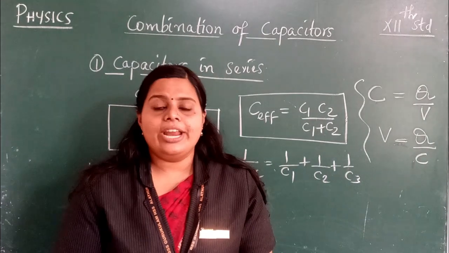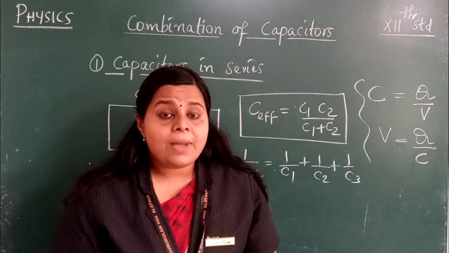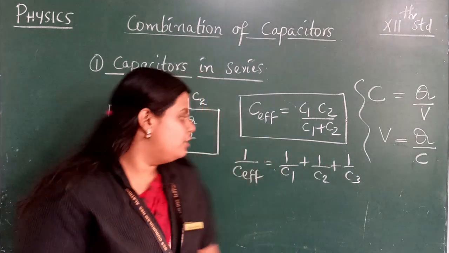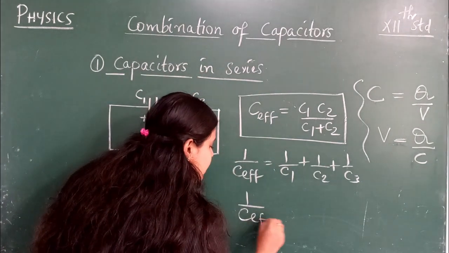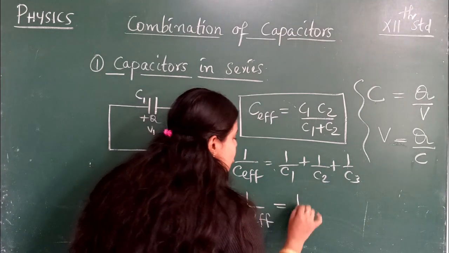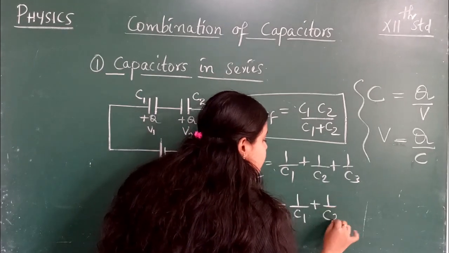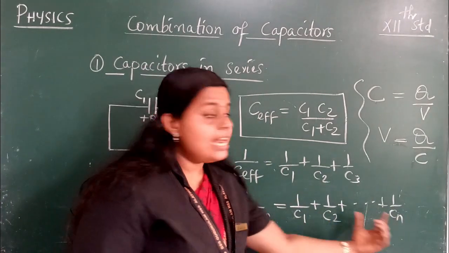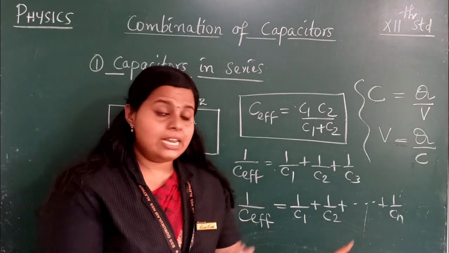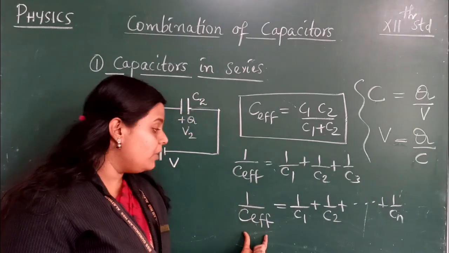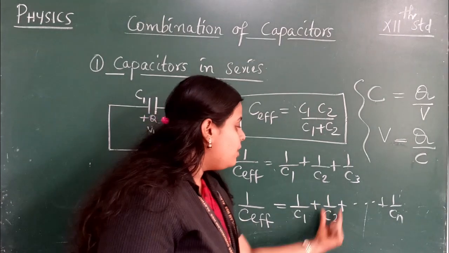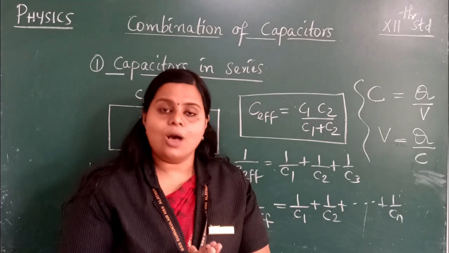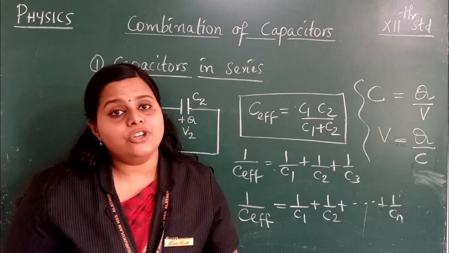Now, listen children, if you are connecting n capacitors in series, then what will be the effective capacitance? In this case, 1 by C effective is equal to 1 by C1 plus 1 by C2 plus etc. plus 1 by Cn. Here we are connecting n capacitors in series, so the effective capacitance is 1 by C effective is equal to 1 by C1 plus 1 by C2 plus etc. plus 1 by Cn. So did you get it? Okay, so that's all about the series combination of capacitors.